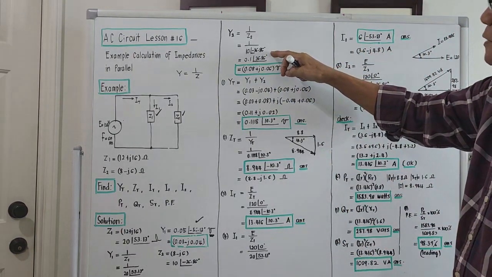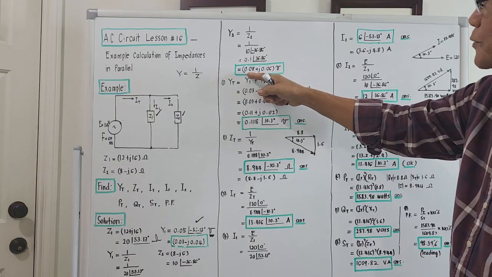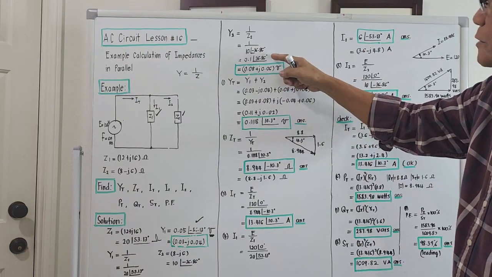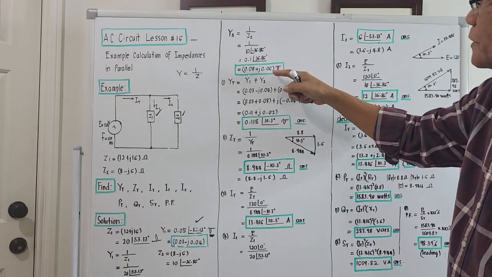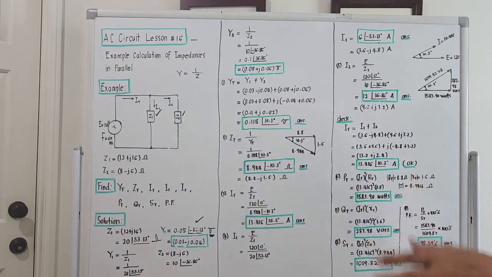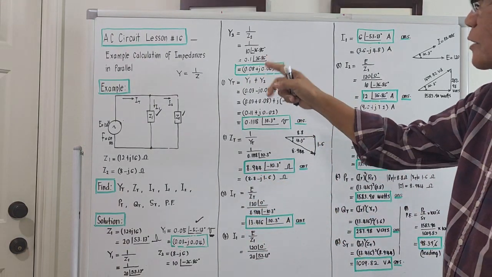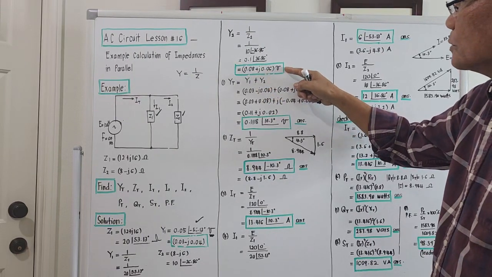Take the cosine of 36.86, multiply that by 0.1, it will become 0.08. Take the sine of this, you multiply that to 0.1, it will be 0.06. So the admittance number 2, y sub 2, in rectangular is 0.08 plus j 0.08 mho.